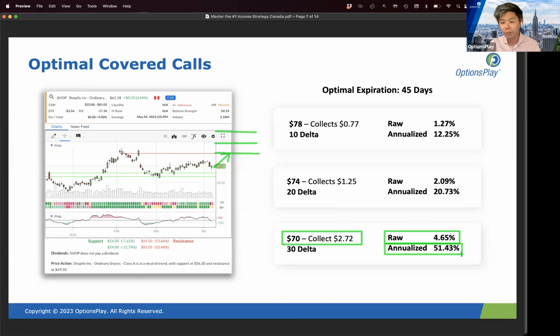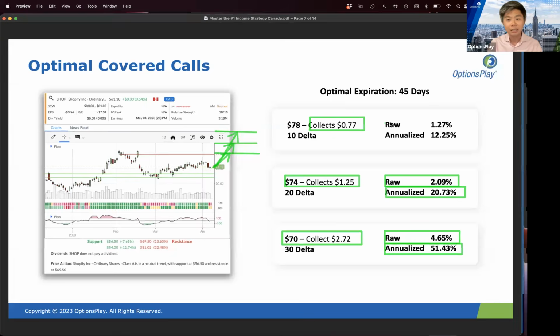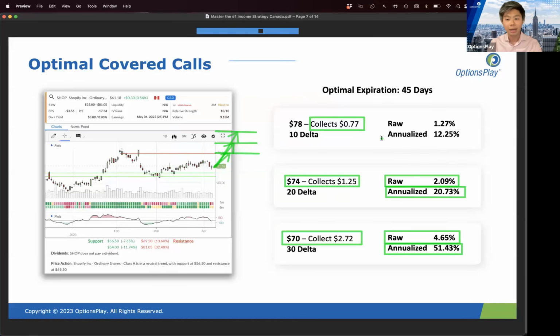Annualize that out, that comes out to be about 51%. Or if you choose a 74 strike, that will net you about $1.25. That has a static return of about 2%, meaning 2% of the stock's value you're collecting over the next 45 days. That annualizes to 20%. And lastly, if the stock rallies up to $78, that's going to collect the least amount of income, 77 cents. That's a raw return, or a static return, of about 1.25%, annualized out to 12.25%.